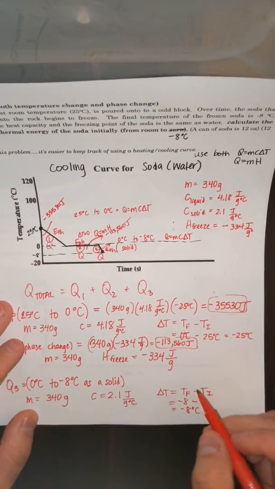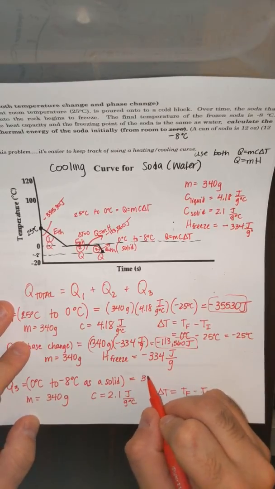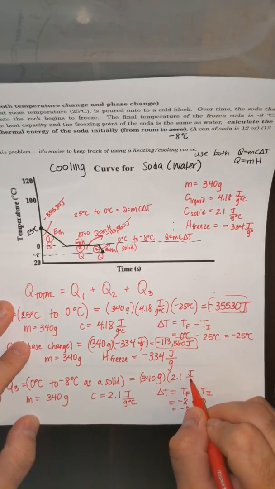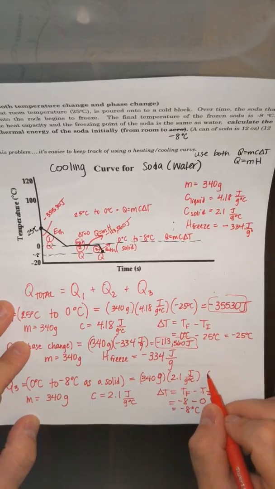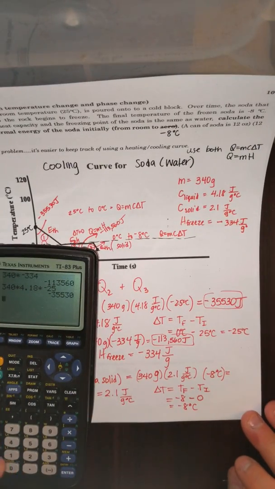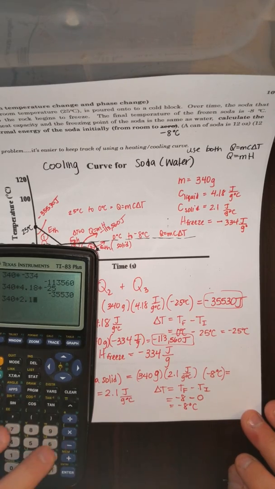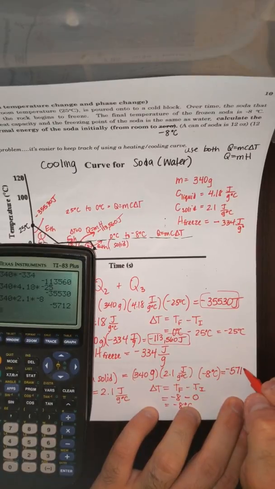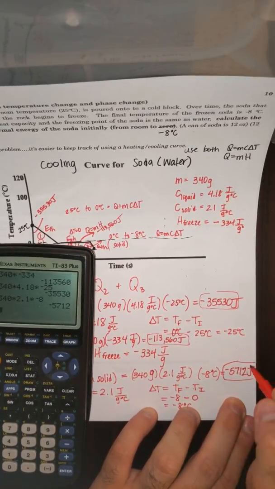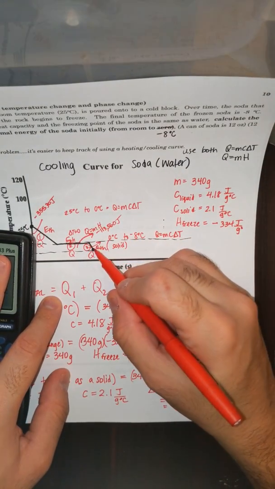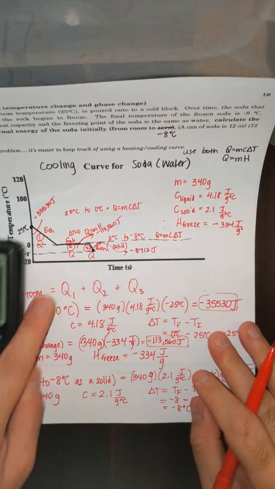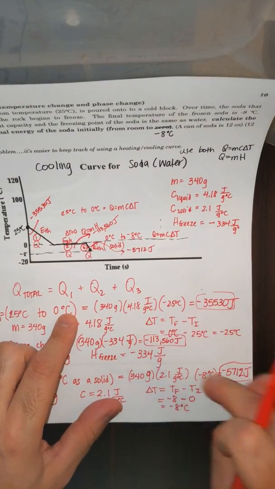Okay? And so now I have MC delta T. I can calculate that. 340 grams, 2.1 joules per gram degrees Celsius, negative 8 degrees Celsius. And I'm going to get another number here. So 340 times 2.1 times negative 8. And I get negative 5,712 joules. And that's going to be associated with this line down here. This is going to be negative 5,712 joules.